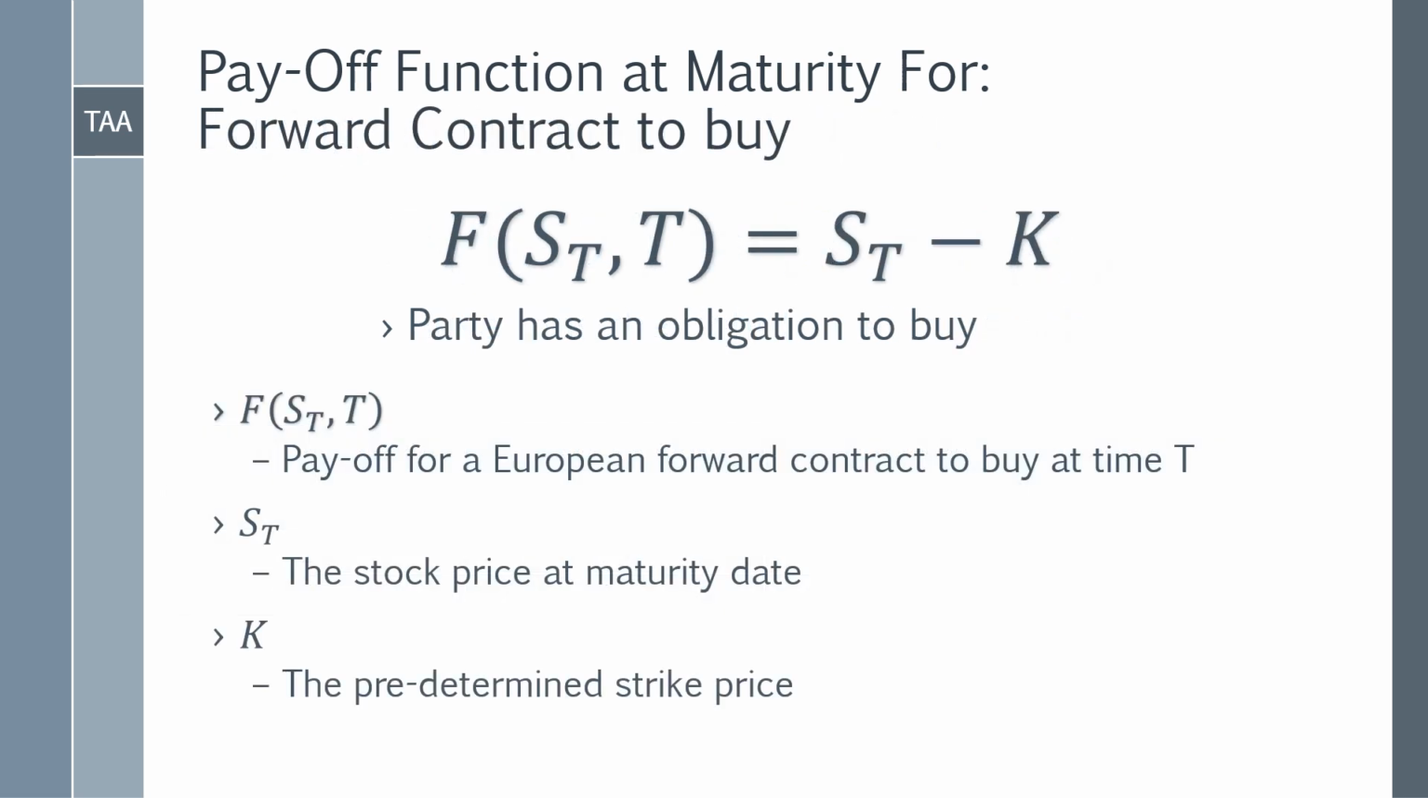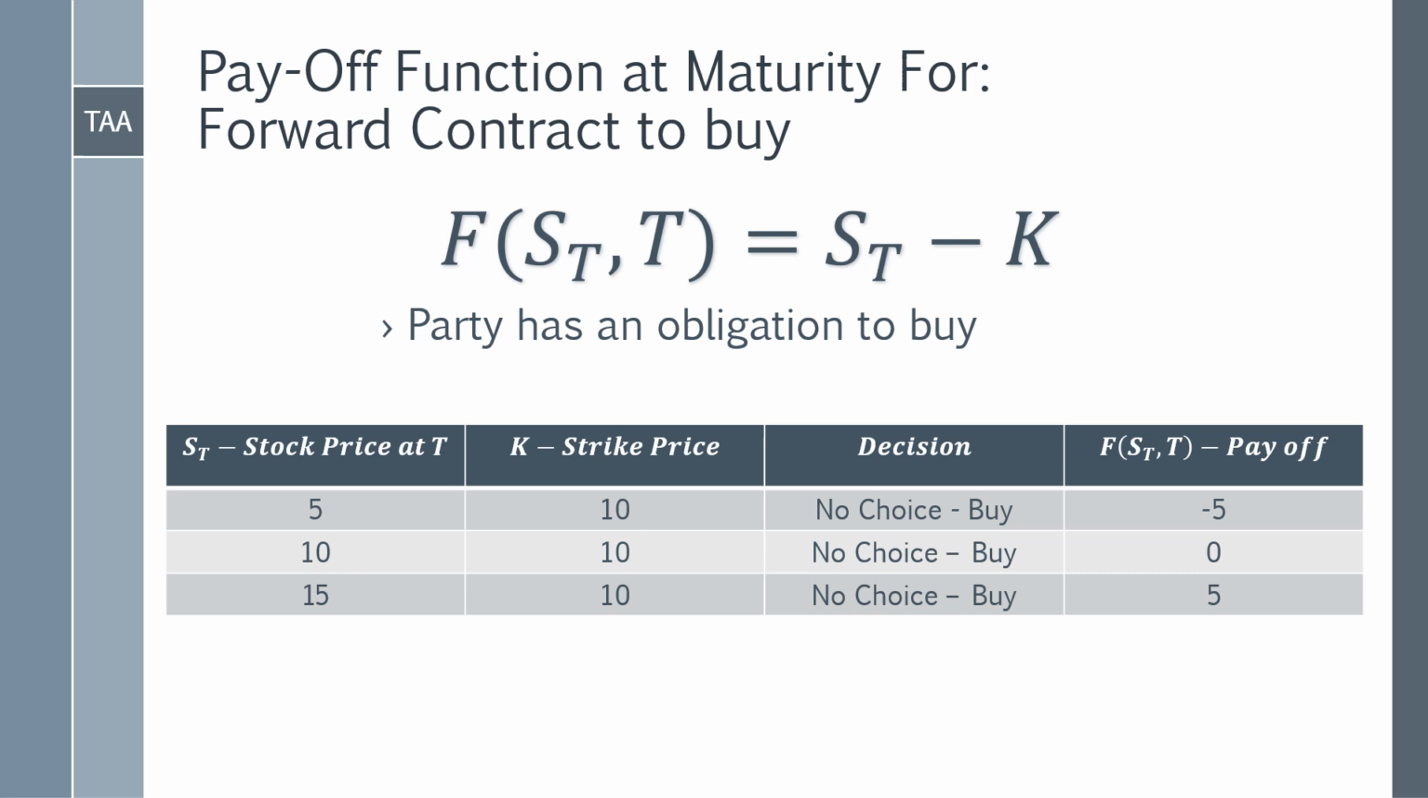Now let's look at the forward contract to buy. In this case, we're just looking at the party who has an obligation to buy. Again, the payoff for a European forward contract to buy at time capital T, that is what the capital F is in brackets. So here we see a few examples that explain how forward contracts work.